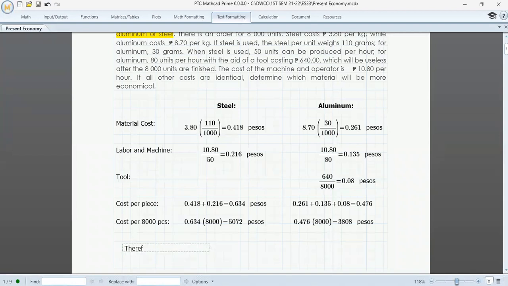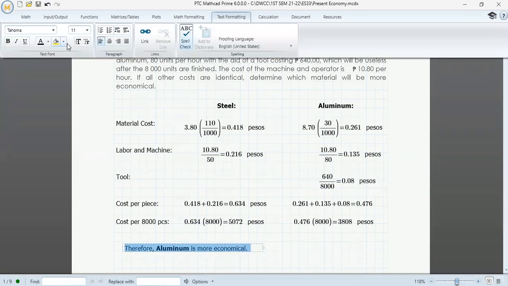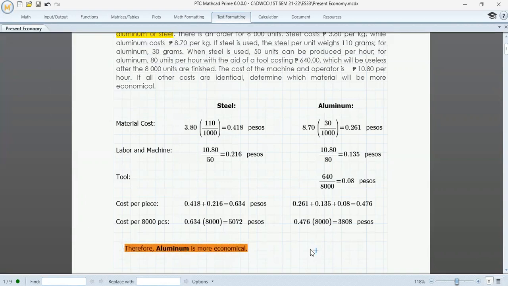We have, therefore, alin ang pipiliin kaya natin? Therefore, aluminum, okay? Bakit si aluminum is more economical? Bakit kaya si aluminum? Kasi si aluminum ay mas mura kaysa kay steel. Okay? So this is your conclusion or this is your final answer for number 1. Mas makakatipid po tayo kay aluminum. Okay? So that's it for number 1.